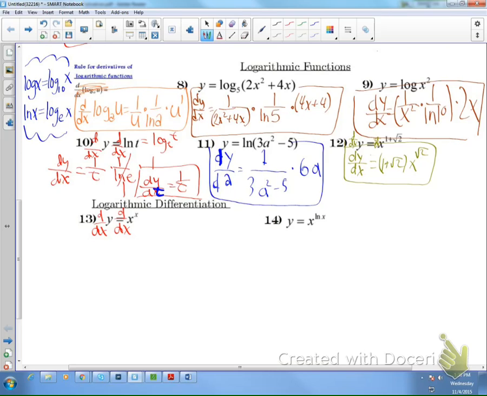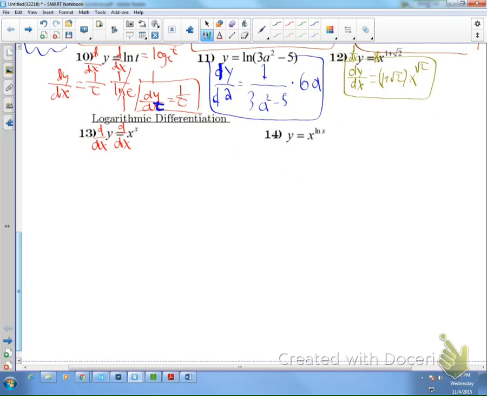Okay, what's different about number 13? It's differentiation. x to the x. So where is the x? Both the base and the exponent. So think back in secondary 3 when you solved equations with an x in the exponent. How did you get the x out of the exponent? You took the log. Okay? So the same thing applies here.